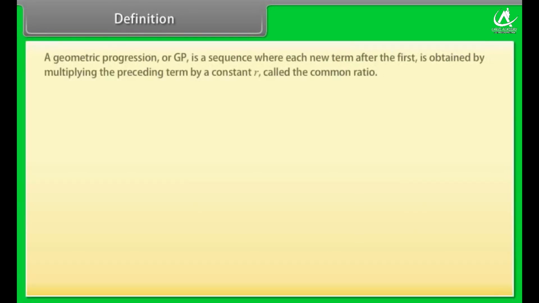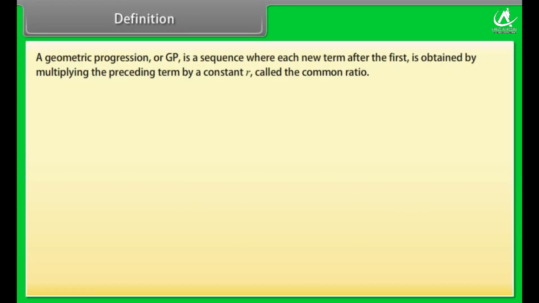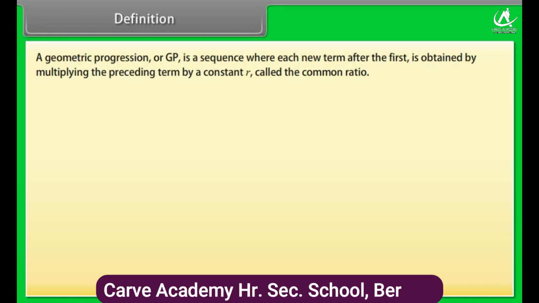Definition. A geometric progression or GP is a sequence where each new term after the first is obtained by multiplying the preceding term by a constant r called the common ratio.